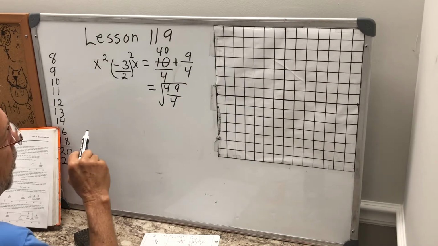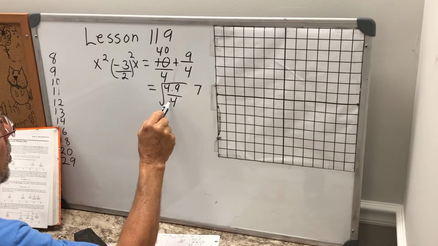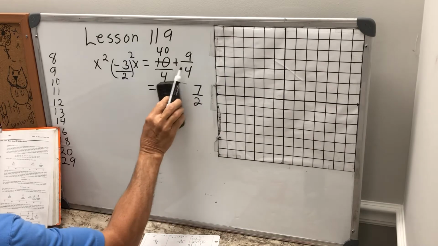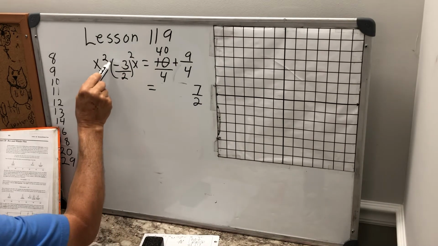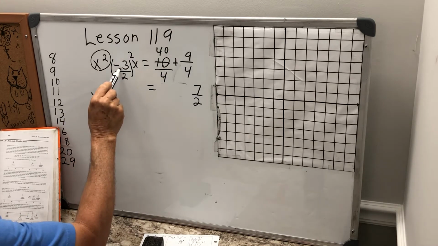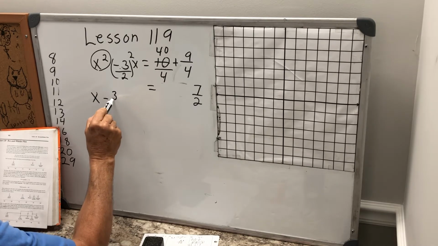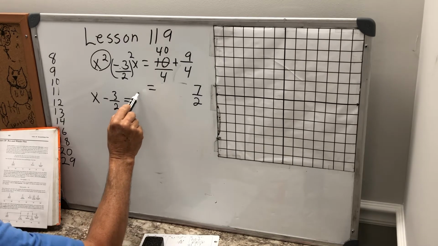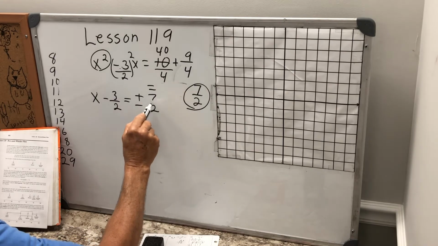Can we simplify both of these? We can. The square root of 49 is a 7. The square root of 4 is a 2. So now we end up with a 7 over 2. We bring this down. This is x squared, so this is going to become an x. And we use this number that we have right here in the simplest form. That is a -3 over 2, and this equals plus or minus this number right here that we've simplified to.